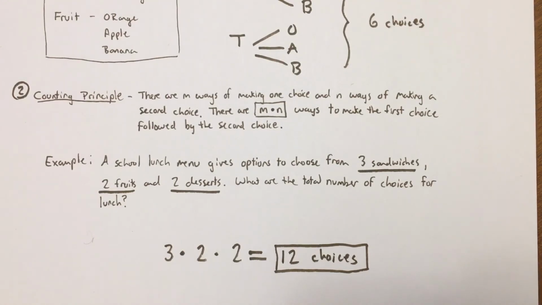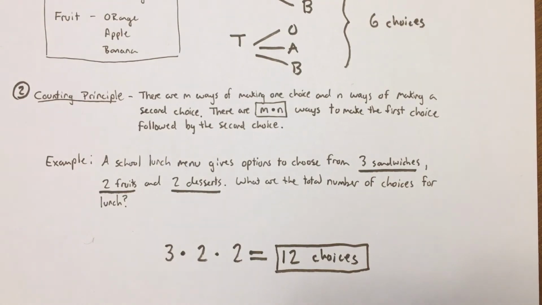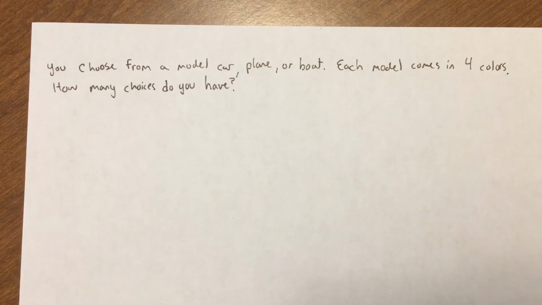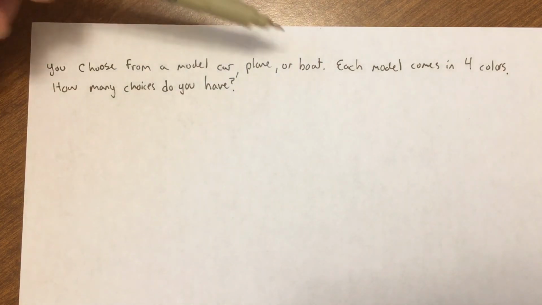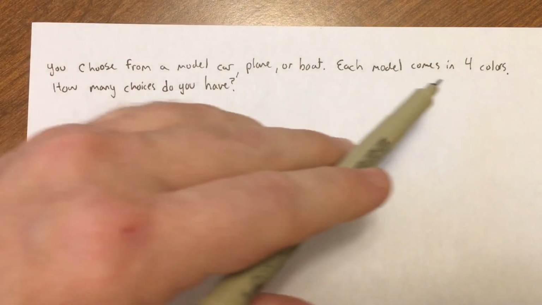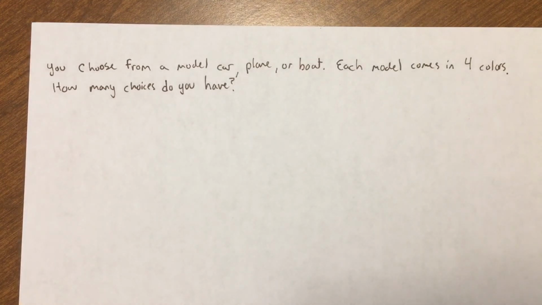Tell you what, let's pause the video right here for a moment, and I'm going to show you another example. Here's another example. This problem says, you choose from a model car, plane, or boat, and each model comes in 4 colors. How many choices do you have?